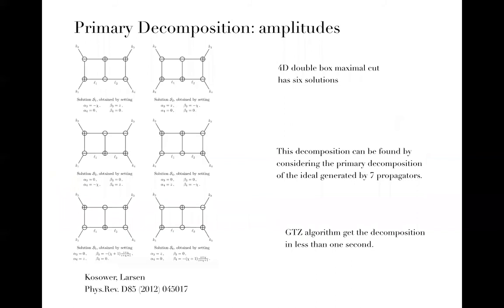Okay, so I just want to show you quite an interesting application in scattering amplitudes. These kinds of things are very similar to the on-shell diagrams. So there's one classical paper by Kosower a long time ago about this kind of decomposition of the solution set of the maximal cut for the massless two-loop double box.